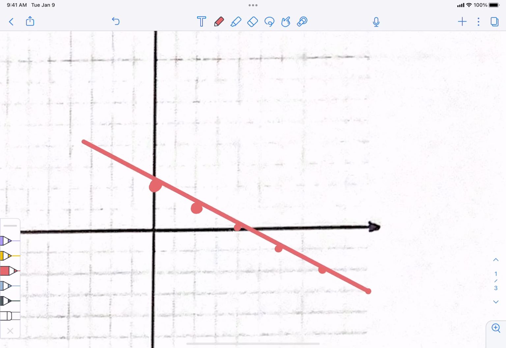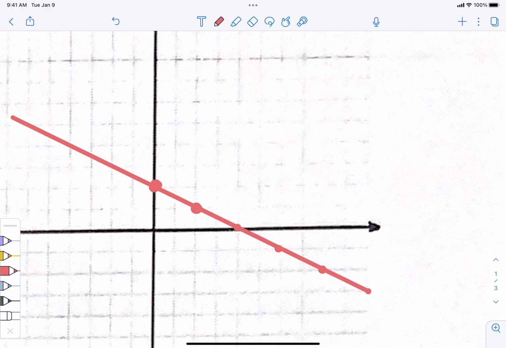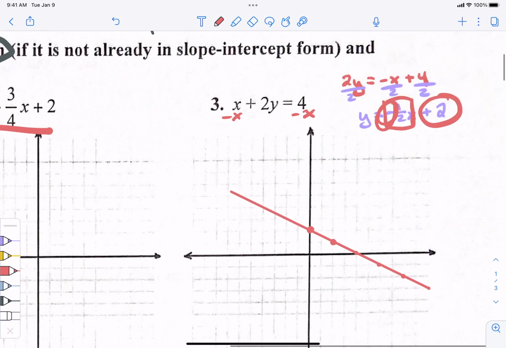I don't care. Do we have to do the other side? As many dots as you need to make a straight line. I don't care. Okay, so that is graphed.